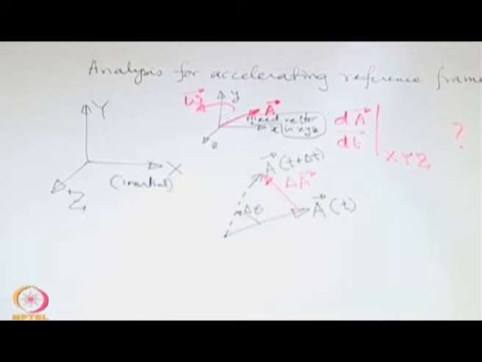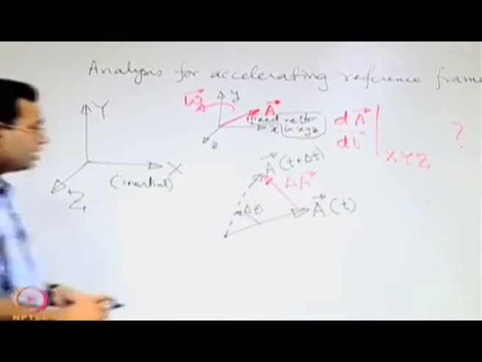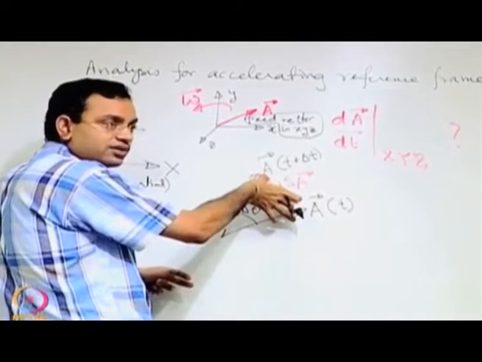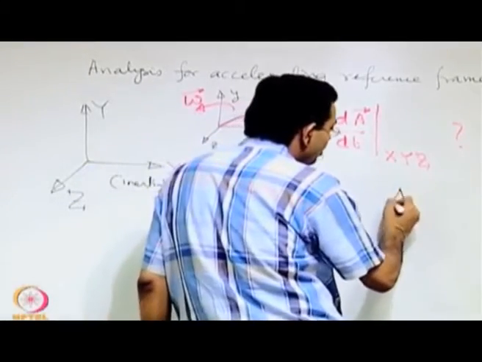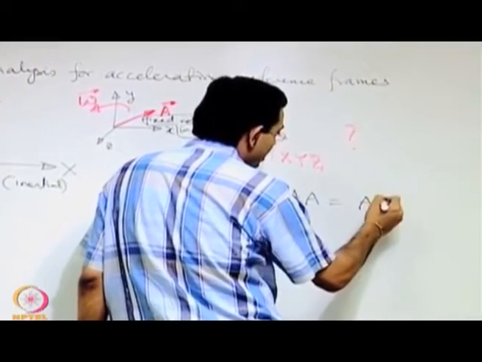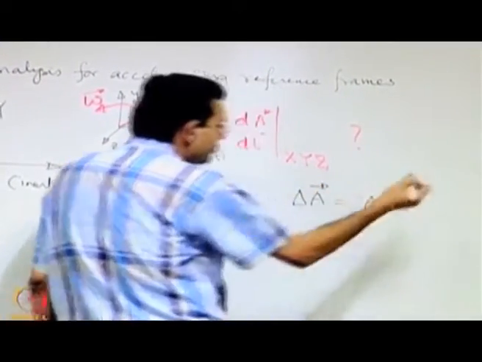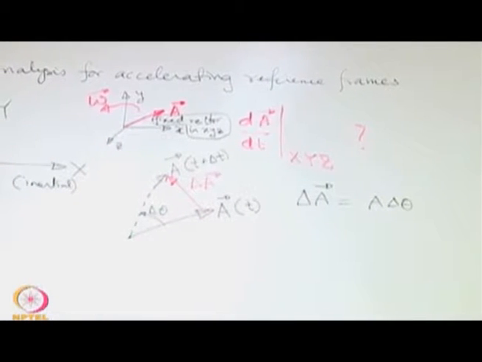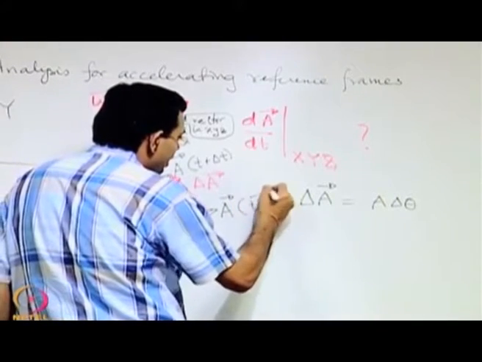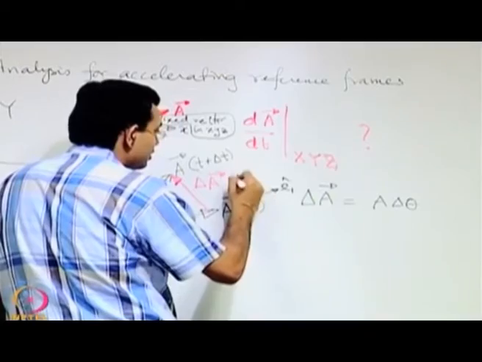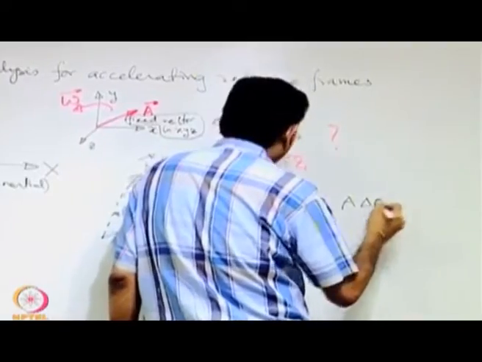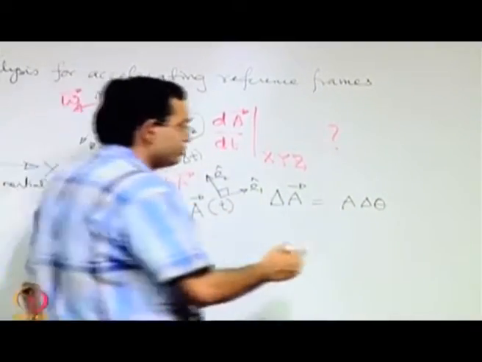So, what is this delta A? For small delta t, the delta theta is small. So, this is just like an arc of a circle. So, delta A in terms of magnitude is what? A delta theta. In terms of a vector, you have to give it a proper direction and sense. So, if let us say that A is in a direction of E1, then it should be a direction which is normal to E1, say E2.